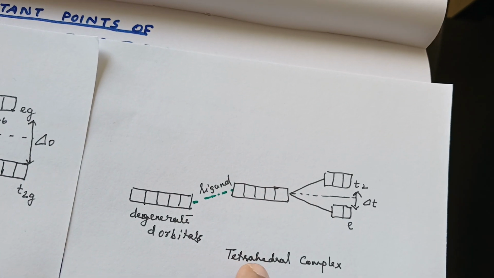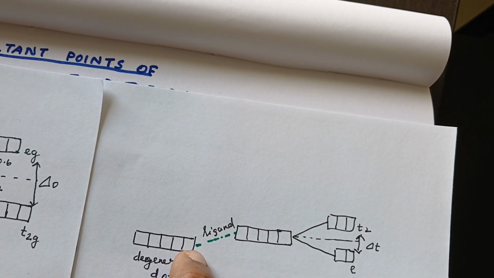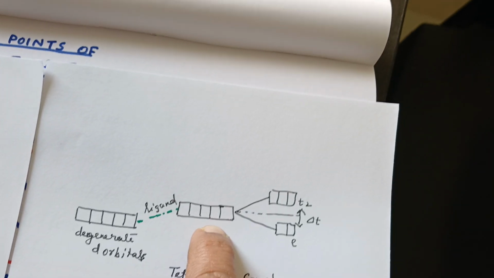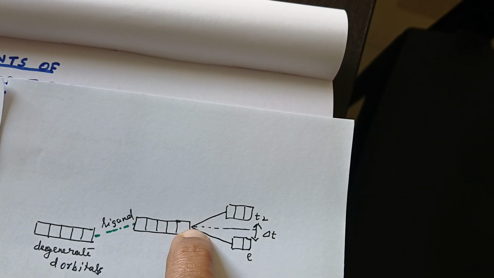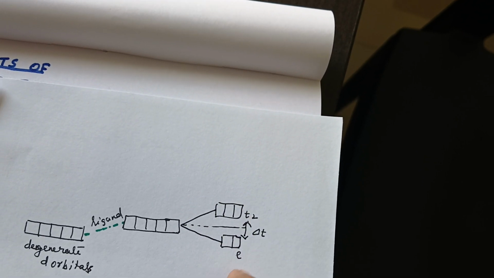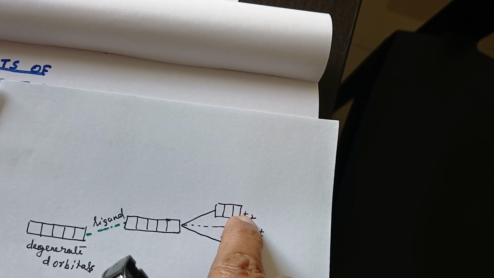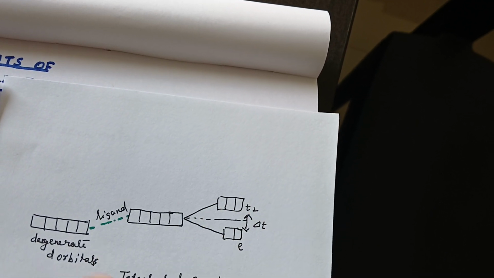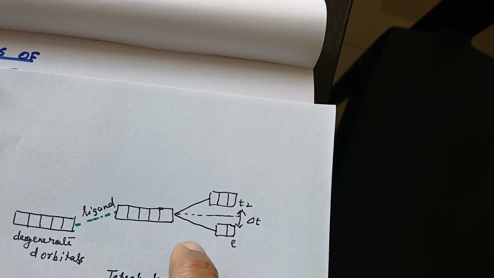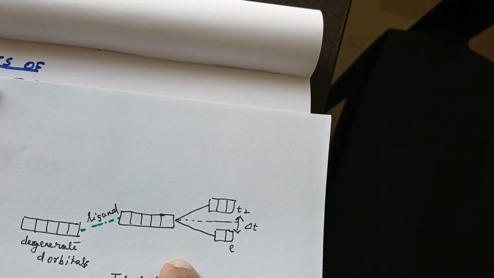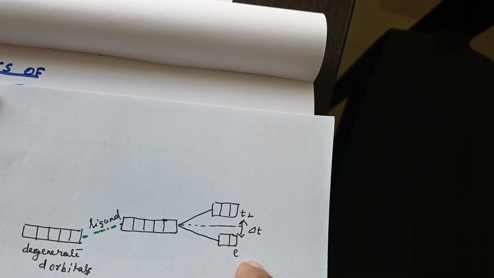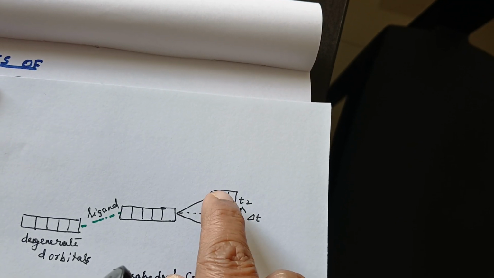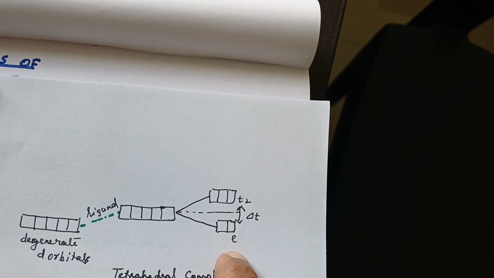Here for tetrahedral complexes, again the degenerate orbitals under the influence of a ligand will get increased energy. They lose their degeneracy, and then it splits into two sets, e set and t2 set. Here we avoid using g because there is no center of symmetry in the case of these complexes. So we don't use that term g here. So it is t2 and e, with the t2 set having higher energy and the e set having lowered energy.